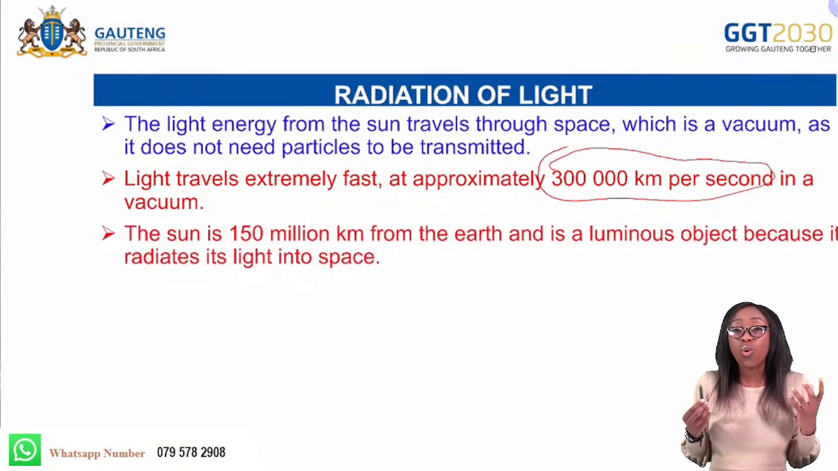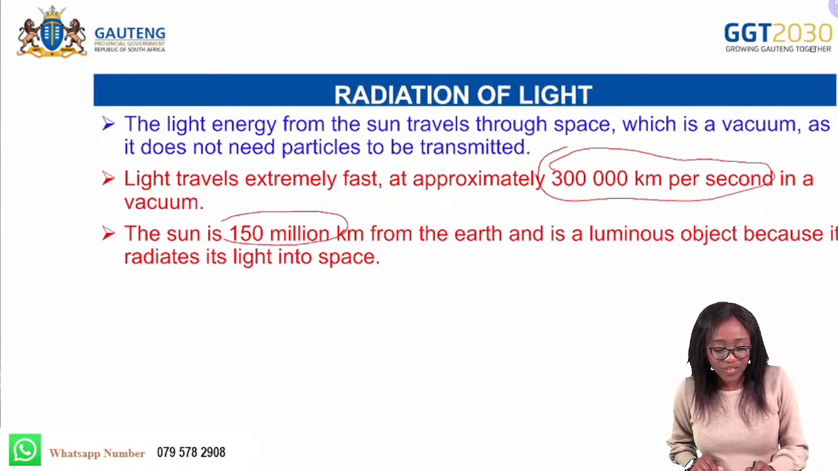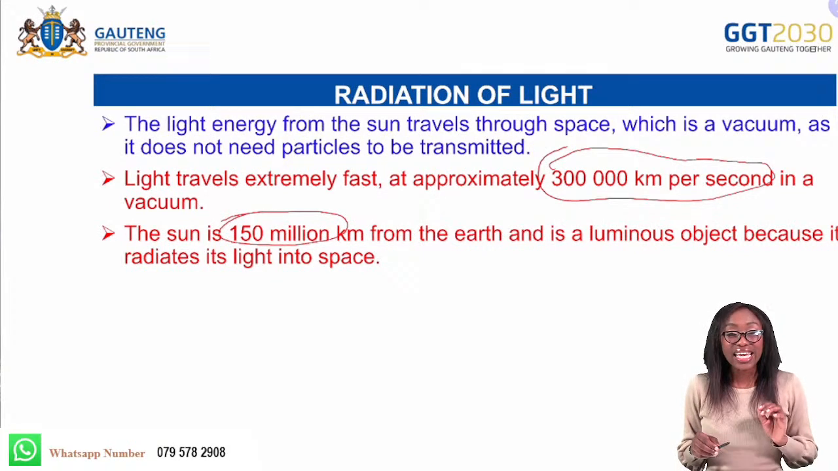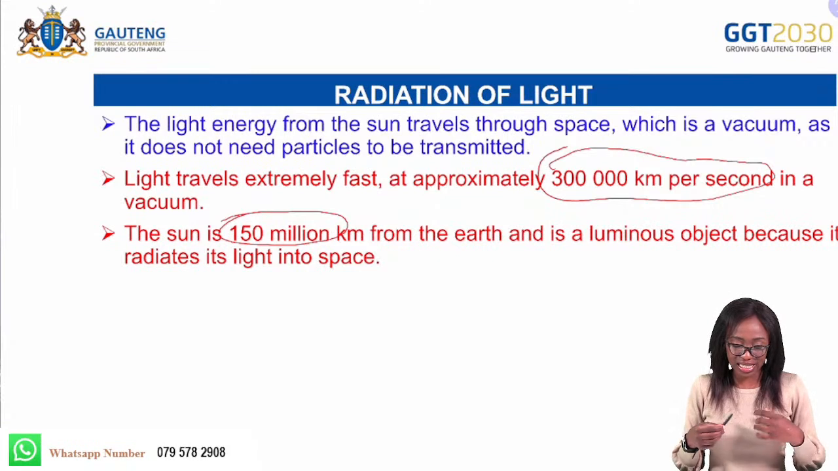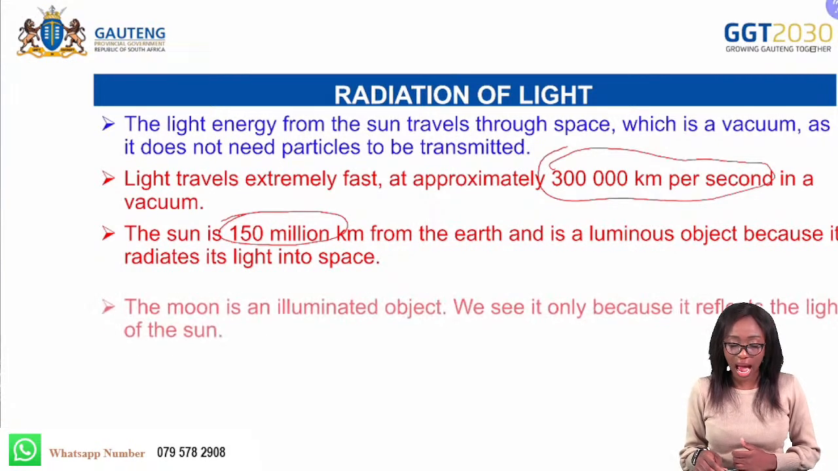So now, where is the sun? The sun is 150 million kilometers from the earth. And it is a luminous object because it radiates its light into space. The sun is very, very far away, but somehow it manages to provide us with this luminous light energy. So it is 150 million kilometers from us.